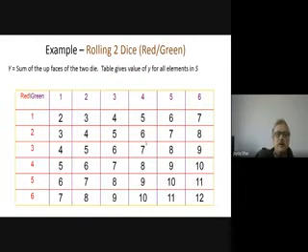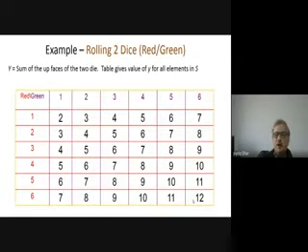So I'm taking another quick example: the sum of the up faces of 2 dice. Here the table gives values of y for all the elements in S. There are 2 dice, one red and another green. If the red die shows 1 and the green shows 1, then the sum is 2, and if red is 1 and green is 2, then the sum is 3, and so on. I'm making a 6 by 6 matrix of 36 outcomes for red and green, and the outcomes range from 2 to 12 because it is the sum of the dice.